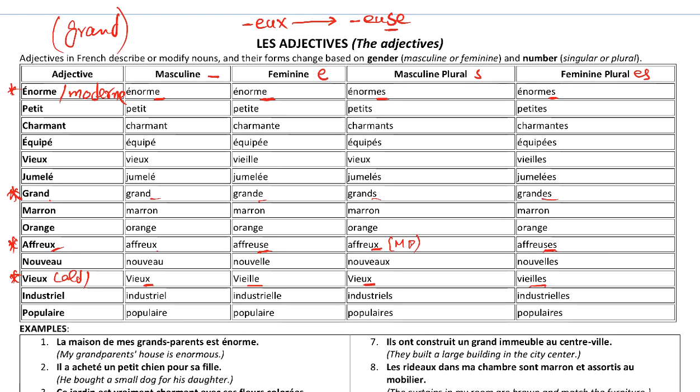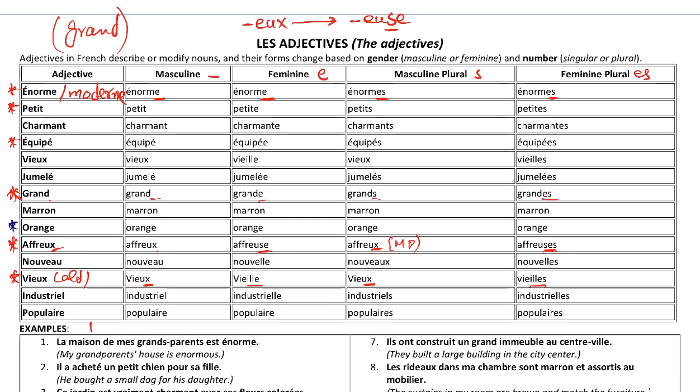Now go to the next one, which is also very important. We have a few adjectives like orange. We have vieux. Okay. Then we have petit. Petit is also very important. Petit, petit, petite. We have équipé. Équipé means well equipped, furnished.